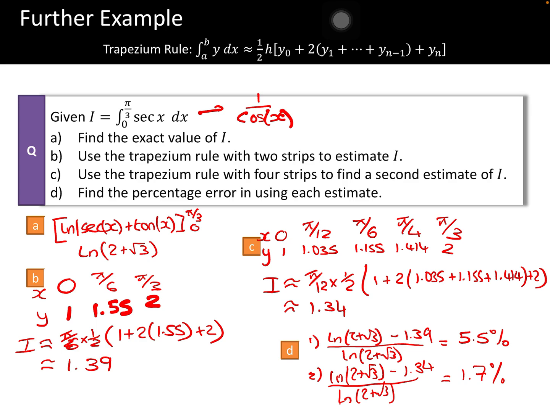Really nothing difficult here. It's a nice, easy lesson today. Basically just subbing into a formula. You may have to do a little bit of integrating at the start to help work out the percentage error.